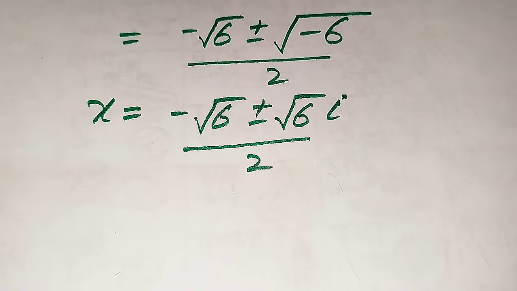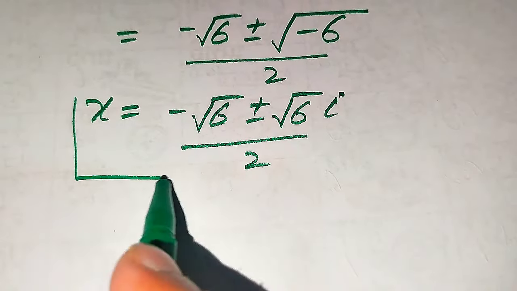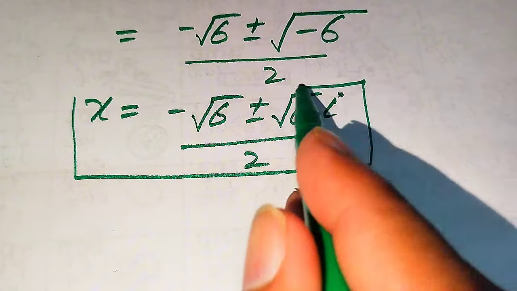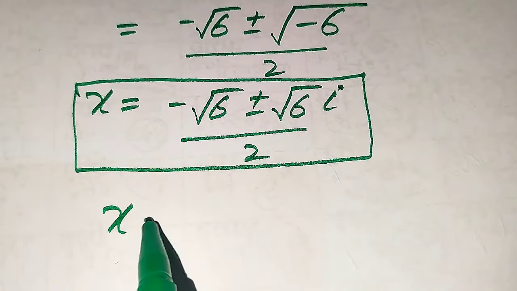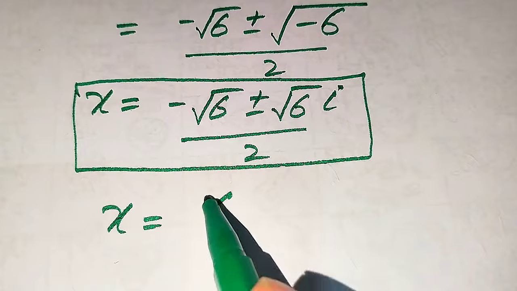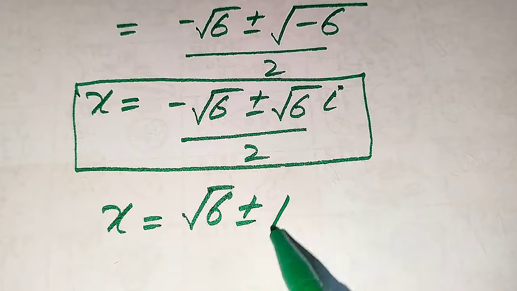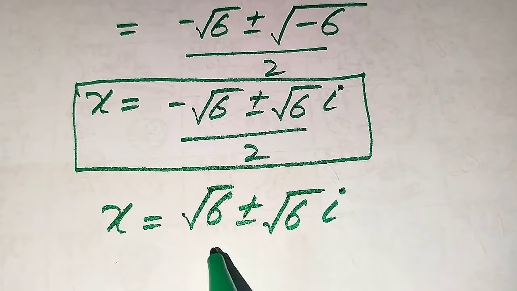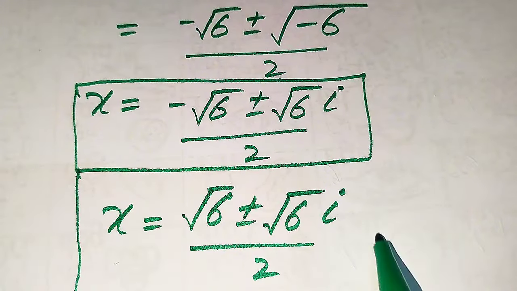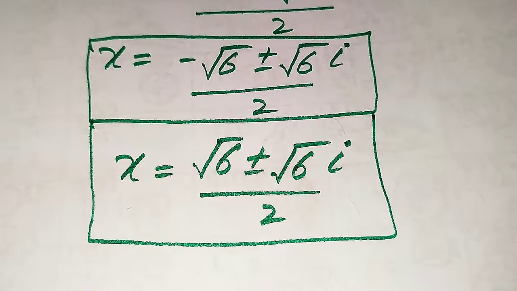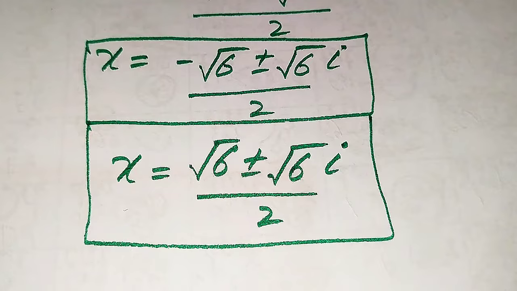So these are the two roots which we get from equation number 2, and from equation number 1 we get the two roots, which are x is equal to square root of 6 plus minus square root of 6 into iota, divided by 2. So these are the total 4 roots of the given equation, and this is our final answer to this question.